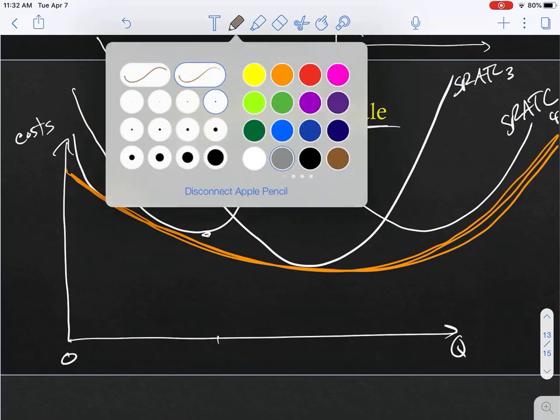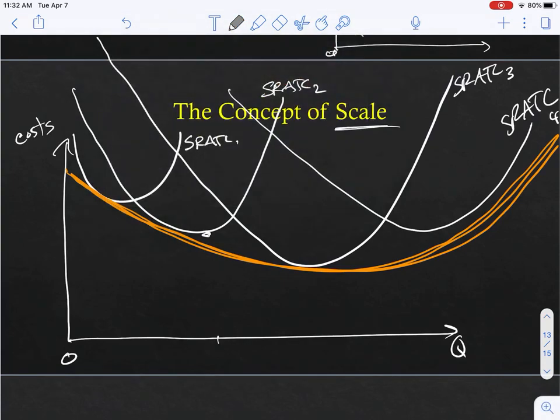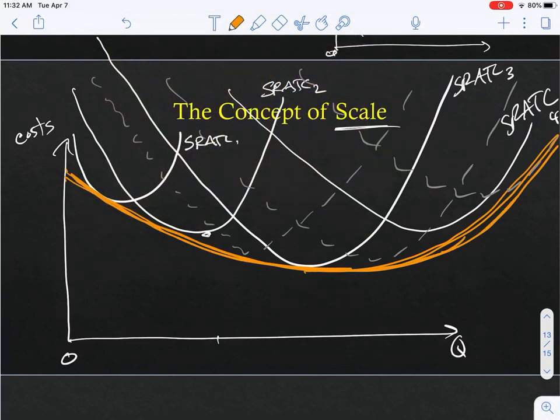So I drew in some short run average total cost curves. There are other ones in here as well, right? We'll do this in gray so it's not so obvious, but there are plant sizes that are sort of in between the ones we talked about, right? And so theoretically, there are other plant sizes that you could build. But the long run average total cost curve works off the bottom of these.